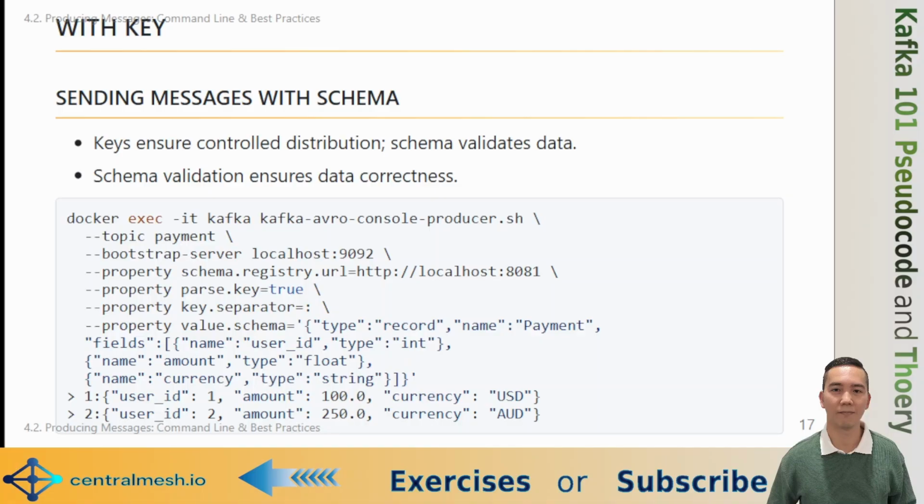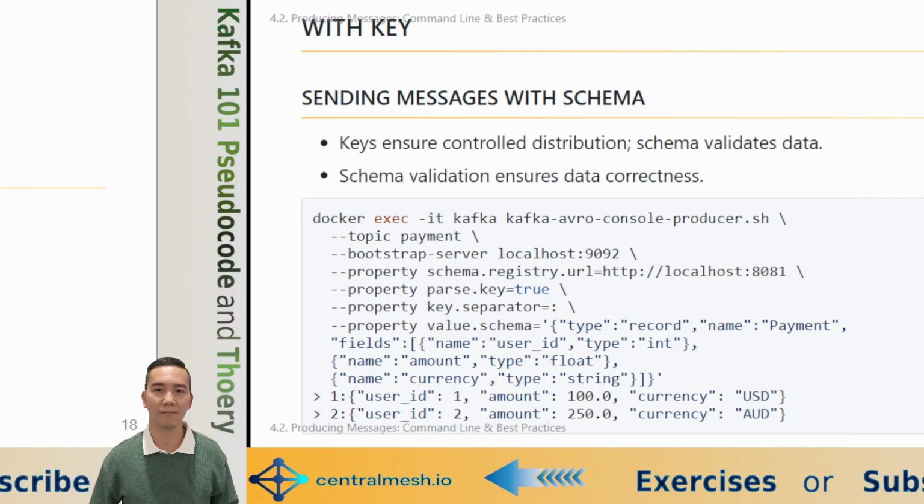The structure of our payment record remains the same, with fields for user ID, amount, and currency. In this case, key 1 is sent to partition 0, key 2 is sent to partition 1. The schema ensures all messages conform to the expected structure, preventing errors downstream. By combining keys and schema, we achieve both efficient partitioning and data validation.